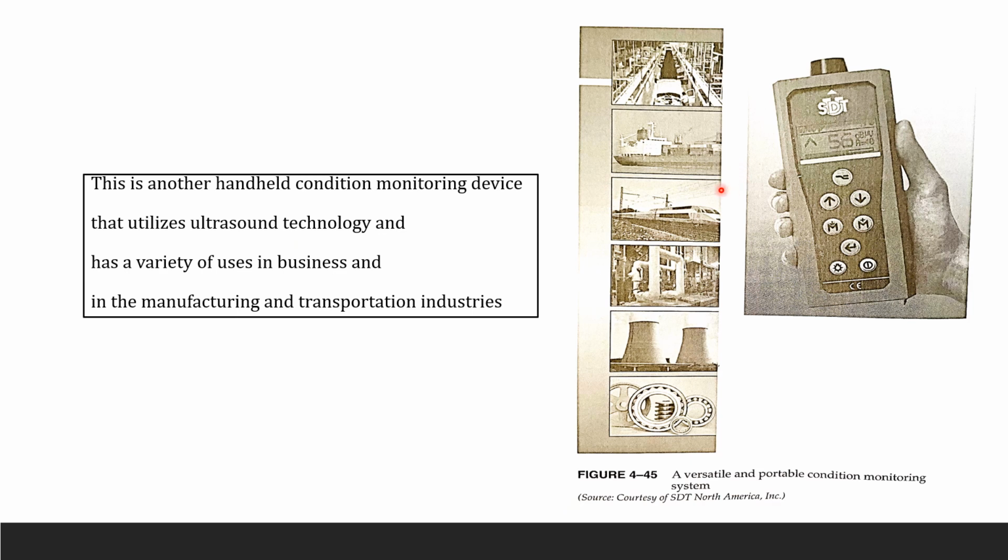another handheld condition monitoring device. Okay, here you look at that. In this, we utilize the ultrasound technology again and have a variety of uses in business and in the manufacturing and transportation industry. Okay, we gotta check all these systems. These are all dealing with either manufacturing or transportation. Here, this is your bullet train, Shinkansen. They always have to check because they're going with tremendous speed. Okay, so everything there is moving.